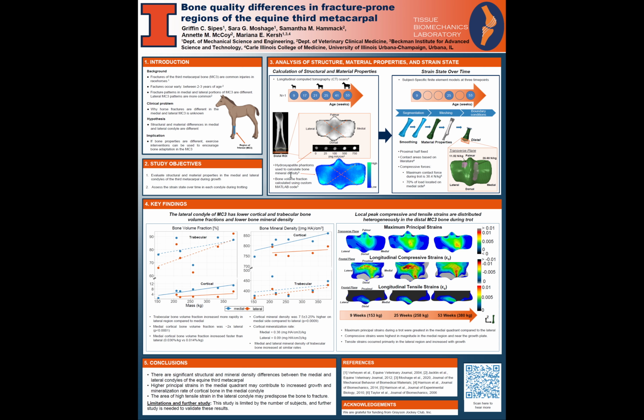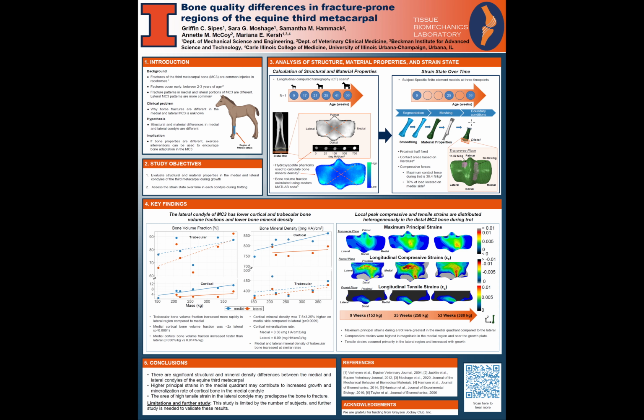Next, we were able to use these material properties to assess the strain state over time by using subject-specific finite element models at 3 time points: 9, 25, and 53 weeks. These finite element models were created by segmenting the MC3 in Mimics, smoothing the model in GeoMagic, meshing it in Abaqus, and finally assigning material properties inside of BoneMat.